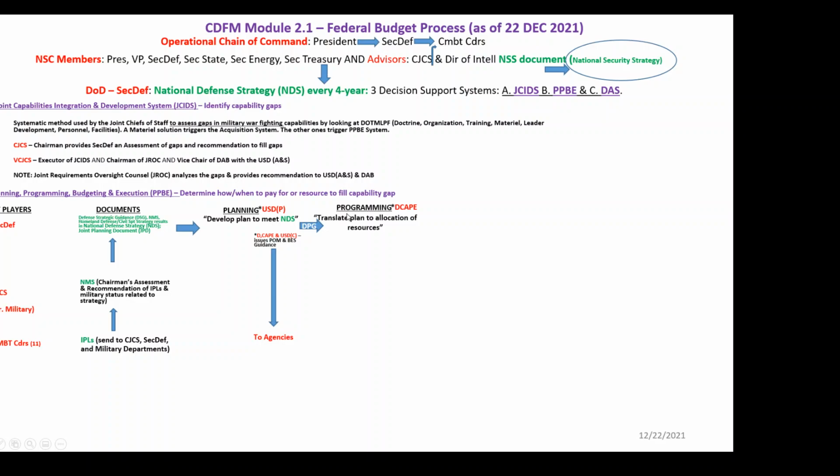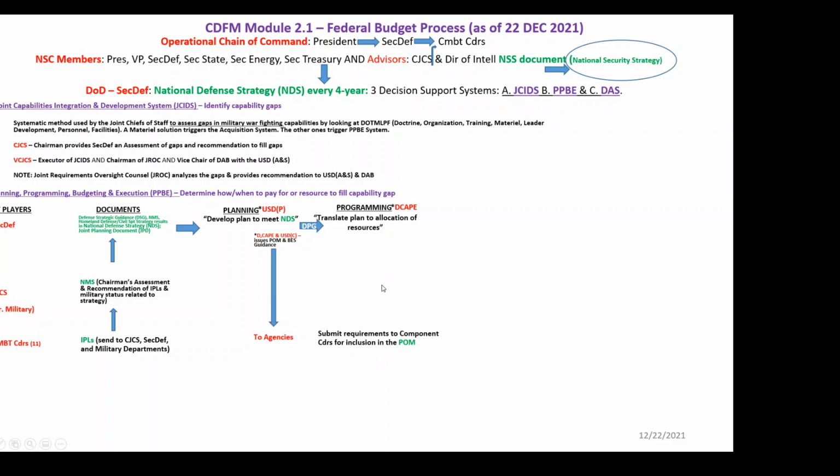The programming phase of PPBE translates this plan to allocation of resources. As you know, you're not going to be able to do everything, so we need key categories of things that we're going to have to do. So you allocate resources. The DCAPE, Director of Cost Assessment and Program Evaluation, is responsible for the programming phase of PPBE at the DoD level. Remember, this is a Certified Defense Financial Manager exam, so I'm talking about who at the DoD level is responsible for that phase.